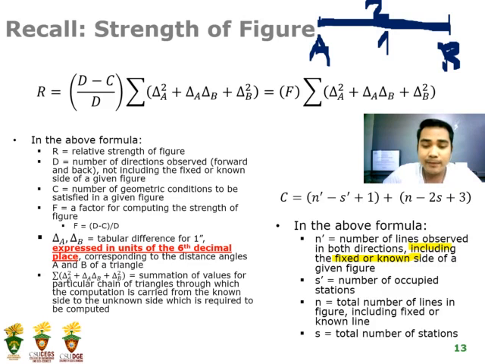Where ang s prime pod is the number of occupied stations, and n is the total number of lines in a figure. Total number of lines lang sa n prime is number of lines observed in both directions, while si n is just the total number of lines. And S is the total number of stations.